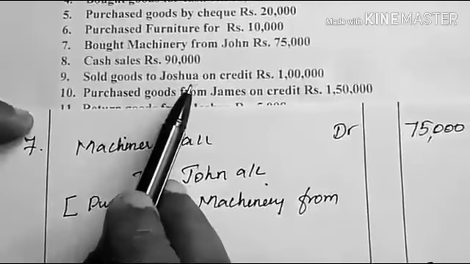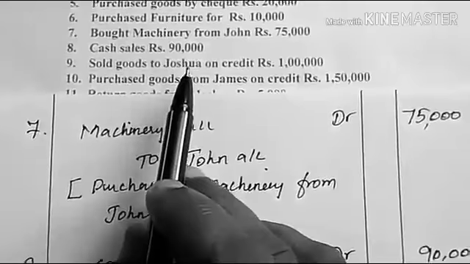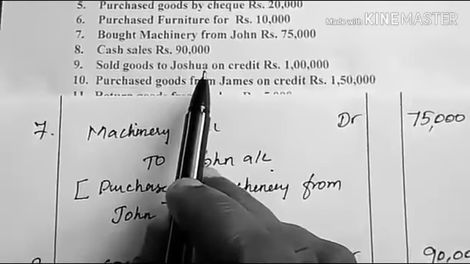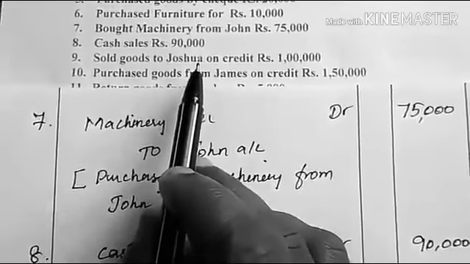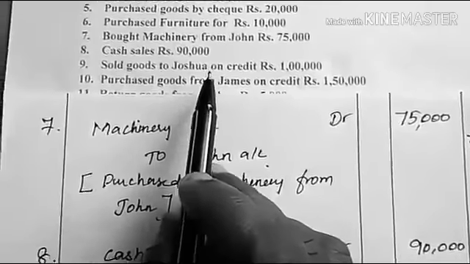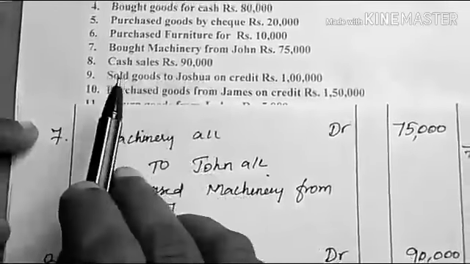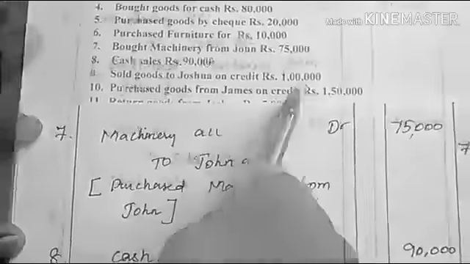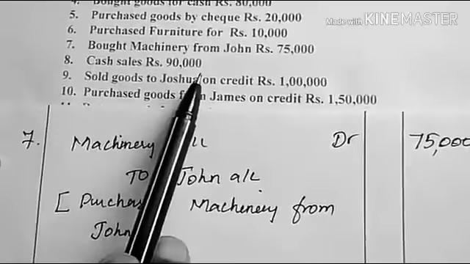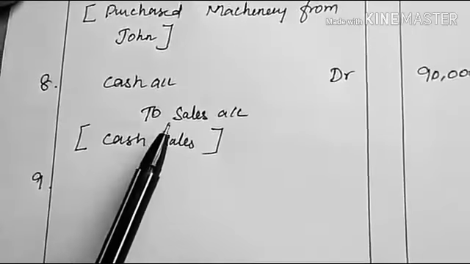Then next one. Sold goods to Joshua on credit. I told you, you can buy or sell goods on cash basis or credit basis. In case of a cash transaction, you have to write cash. In case of a credit transaction, instead of cash, you need to mention the name of the person from whom you bought or to whom you sold. Here, sold goods to Joshua on credit. Just refer the previous transaction, cash sales. What is the entry for this transaction? Cash account debit to sales.